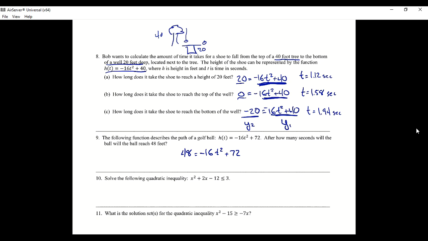So let's take our 72 over to the other side. We'll subtract 72 from both sides. Should get 26. See, even every once in a while, gotta check your work. 24. So we have negative 24 equals negative 16t squared. Divide both sides by negative 16.